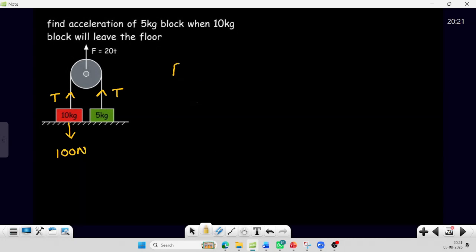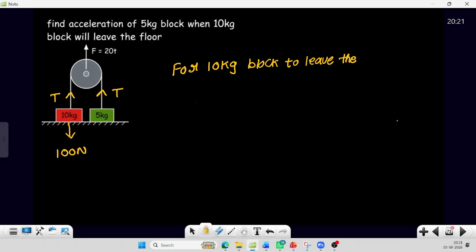Yes, for the 10 kg block to leave the floor, minimum worst case we need to see.